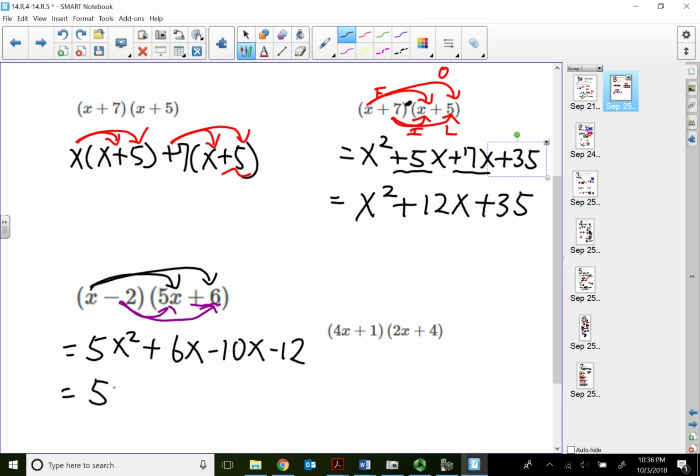So now when I combine like terms, again, 6x and negative 10x can be combined. That will give me negative 4x. And my last term, negative 12.